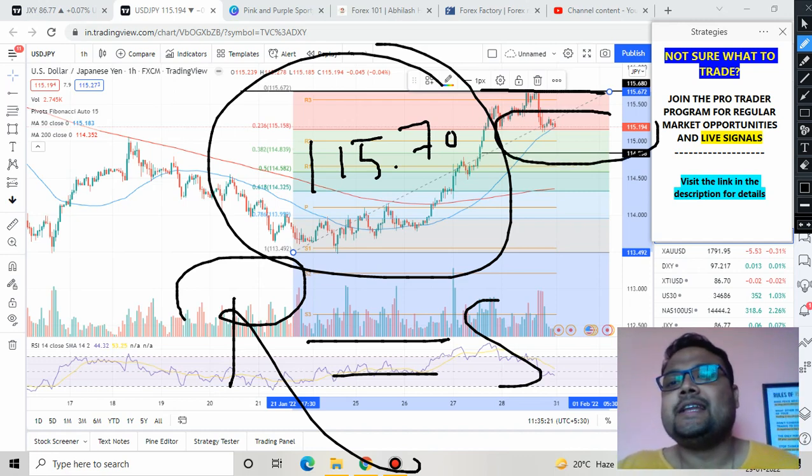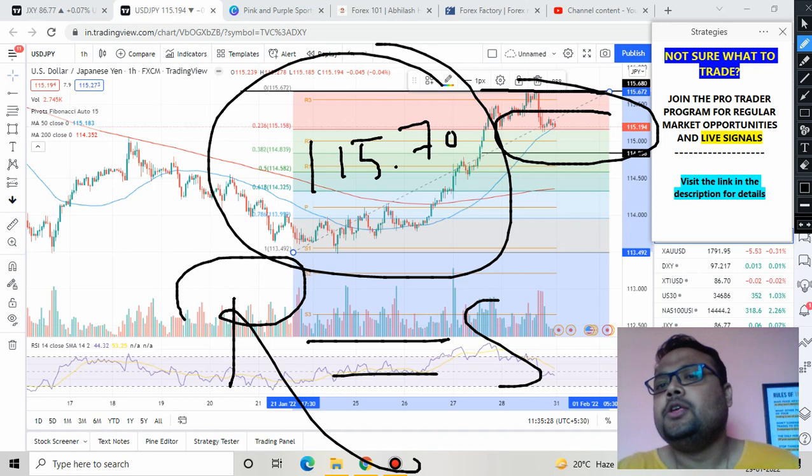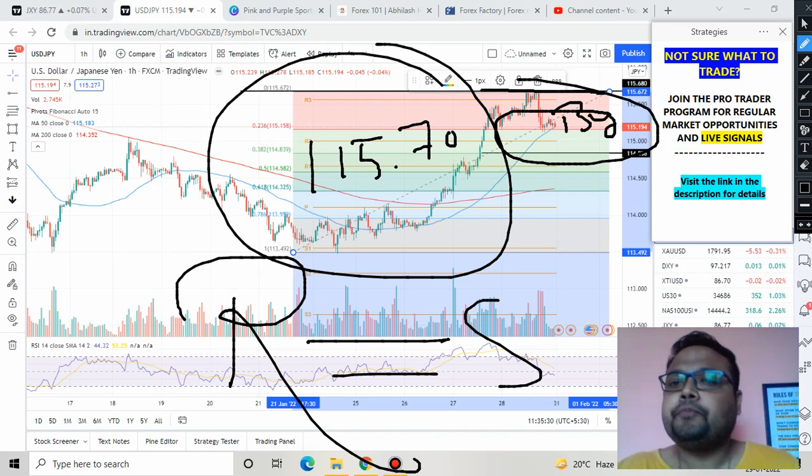Right now market is trading in this level. Let's see how the market reacts after the market opening. If market bounces, dollar also supports the move, you can take a buy in this level, and if it fails, then this will be your next level.